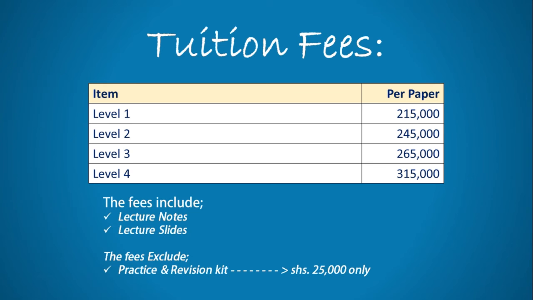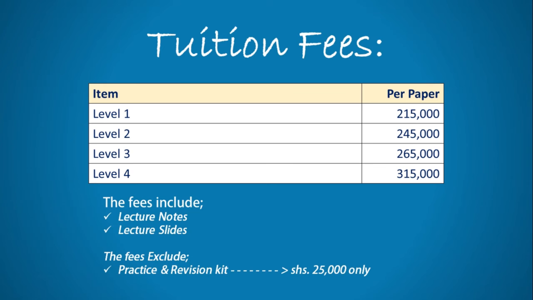Level 1, 215,000 per paper. Level 2 is 245,000 per paper. Level 3 is 265. Level 4 is 315. Now the fees include tutor support, the lectures, in form of physical lectures, in form of online lectures. Of course, for us, we have blended teaching. Some papers are done online, other papers are done physical one-on-one. Fees include the lecture notes, the lecture slides, and all the materials you need to cover the course.